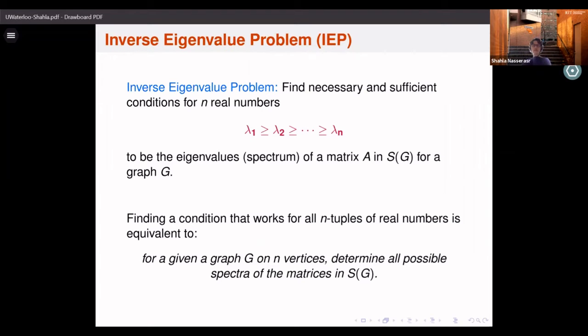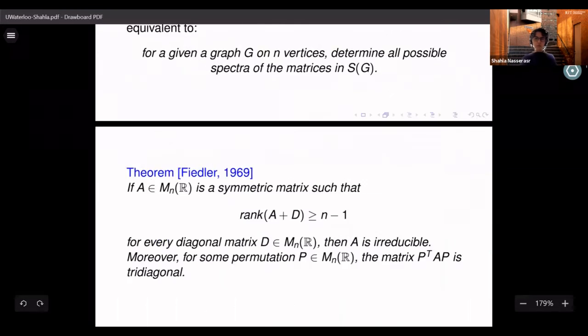Another way of asking the inverse eigenvalue problem is: for a given graph G, what are all of the possible eigenvalues of matrices in S of G? As you can see, it's a really big problem and it has been studied very well. There are lots of really nice techniques and results in this area. I'll just show you a few of them.